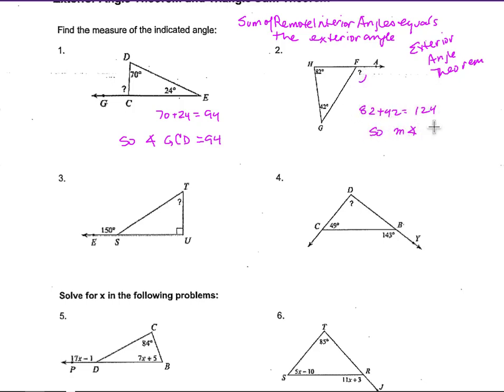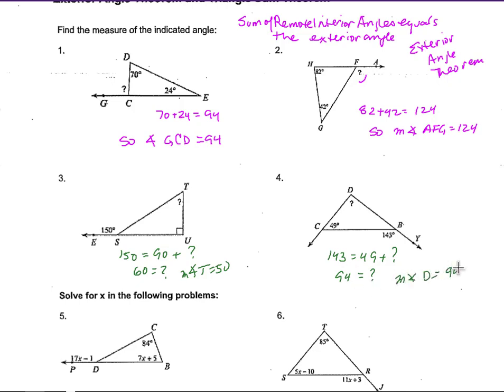And number 2, question mark is equal to the sum of the other remote interior angles, so 82 plus 42 equals 124, and that's the measure of that angle. 150 equals 90 plus question mark, so 60 must be question mark. 143 equals 49 plus question mark, so question mark must equal 94 degrees.